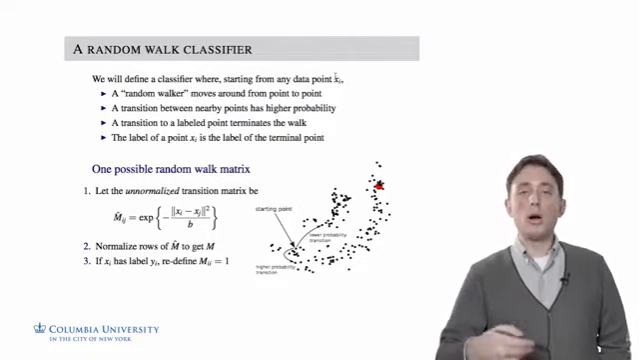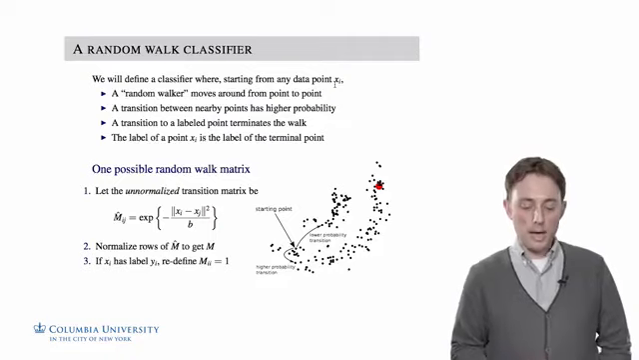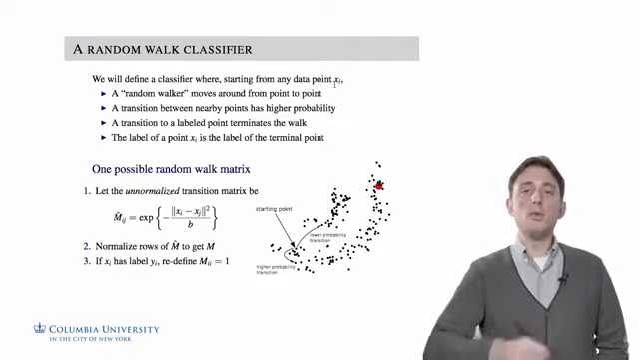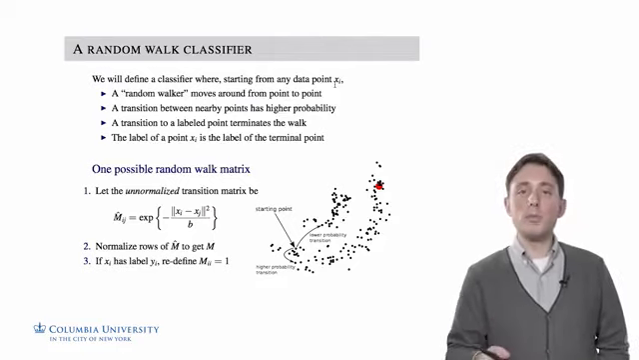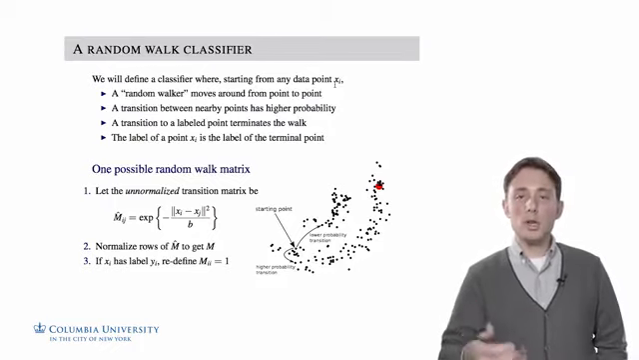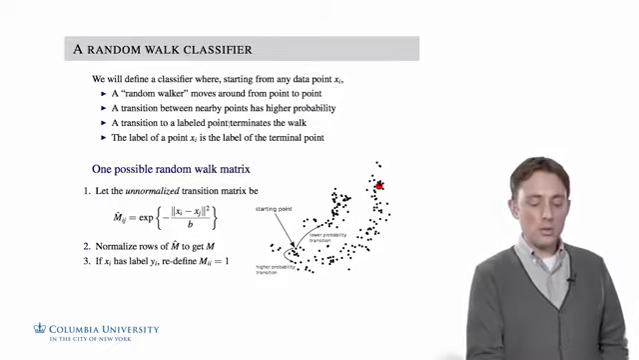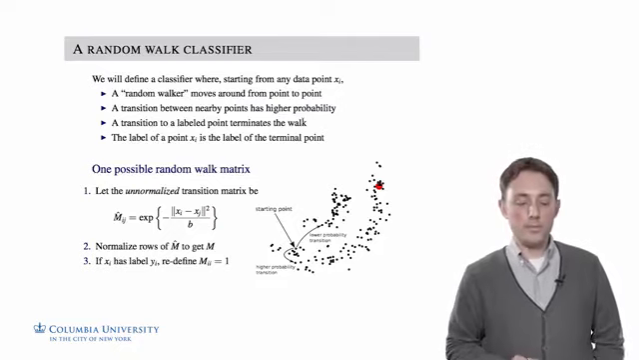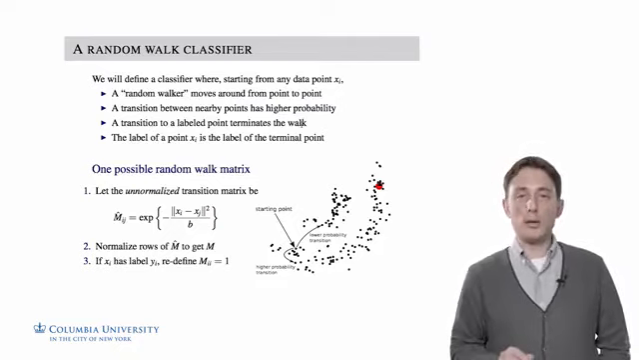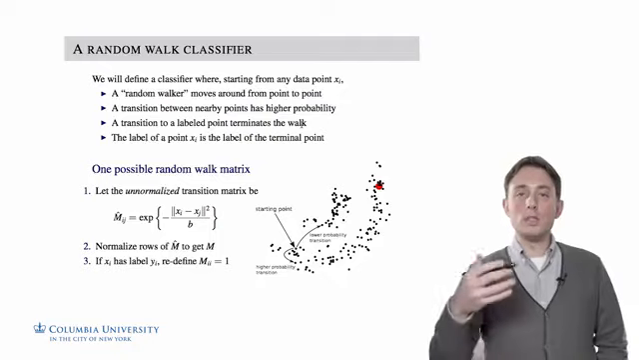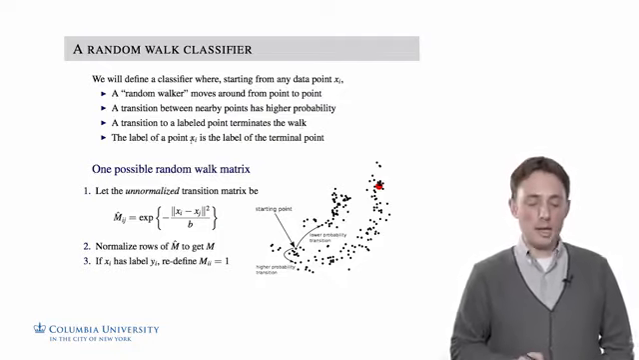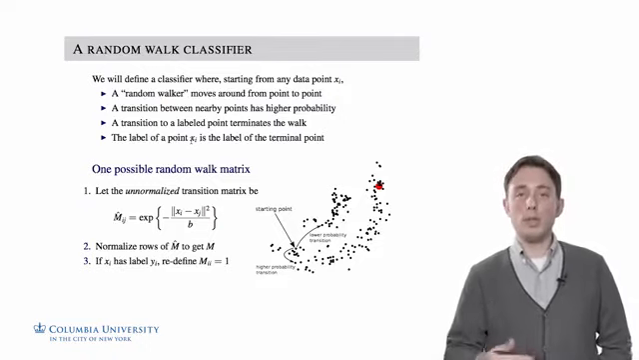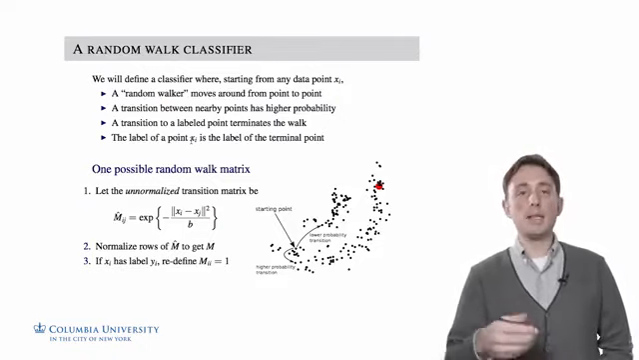So we start a random walk at the point xi. We then move from data point to data point according to this random transition matrix that we construct on the data set. And we continue to transition until we reach a labeled data point. Once we reach a labeled data point, the transitions terminate, the random walk terminates, and we define the label of the point xi to be the label of the point that the random walk started at xi terminated at.